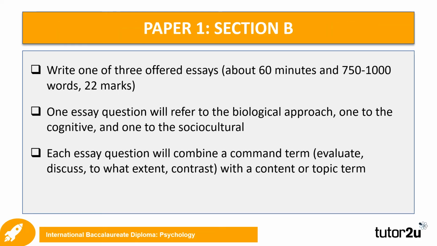In Paper 1, Section B, you will need to write one of the 3 offered essays. The essay should take you about 60 minutes to write and include between 750 and 1000 words. Essays are scored up to 22 marks. One essay question will refer to the biological approach, 1 to the cognitive, and 1 to the sociocultural.